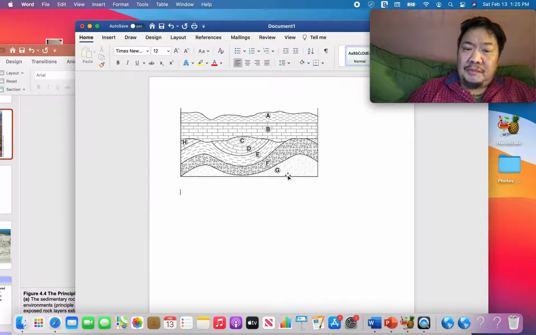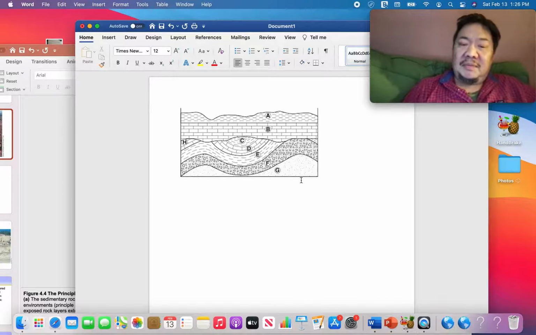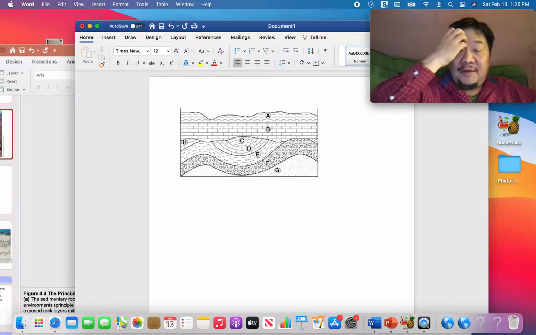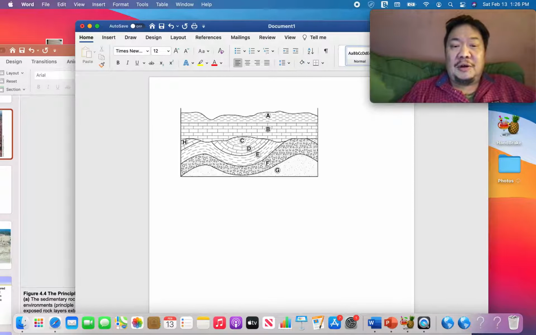Notice also that beds G through C are folded. You got a wavy line, so this must be an unconformity. It was formed by uplift and erosion. Beds B and A are horizontal. So notice that the beds above the unconformity surface are horizontal, and the beds beneath the unconformity surface are dipping at a different angle. Okay, that's the first thing you should look at. And if you can't figure that out, turn off the video, try and figure out what you're looking at, and then turn the video back on and fast forward and see if you can get that part yourself.